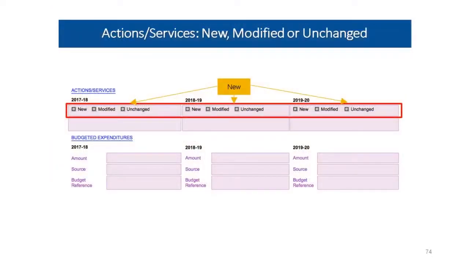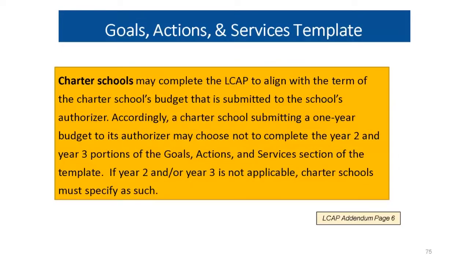This is where the charter school will indicate if the action or service is new for the LCAP year, or if it reflects a previous action that has been modified, or if it is unchanged from the prior year. There is no need to copy an action if it is unchanged. You may simply check unchanged in the box for that year. If the budgeted amount is a fixed cost, that does not need to be changed. However, if the costs are anticipated to change over a 3-year period, that should be included. The instructions include the information above specific to charter schools. As you can see, a charter school may align its LCAP with the term of the budget submitted to the authorizer.